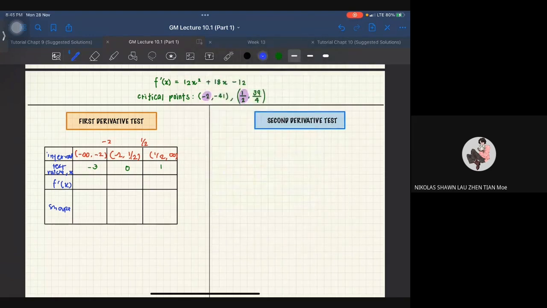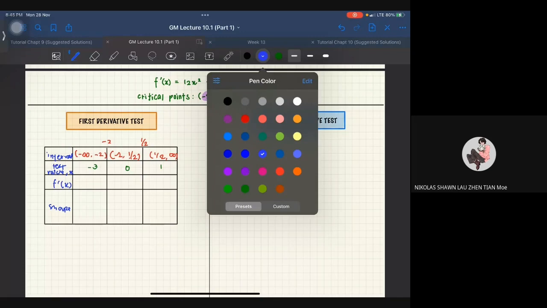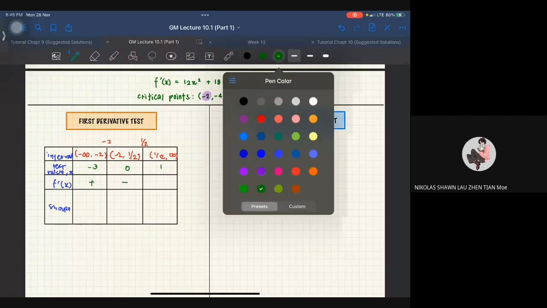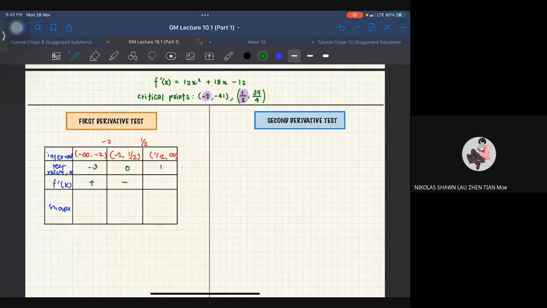Okay, so saya tulis dengan warna apa ni? Hijau lah. So this is a positive number. And then kalau masukkan kosong, 0 over here, -12, so negative number. So -12 is negative lah. And then last one, if we substitute 1, what do we get? I think it's positive. 18. Supposedly positive. So 18 is a positive number lah.